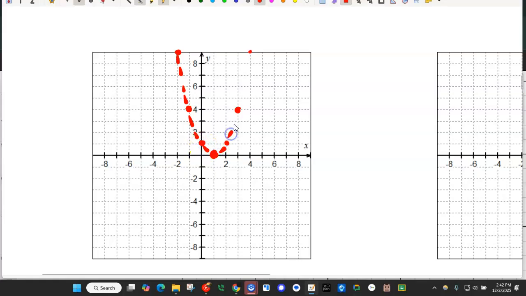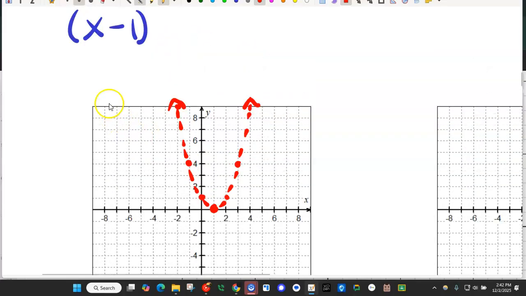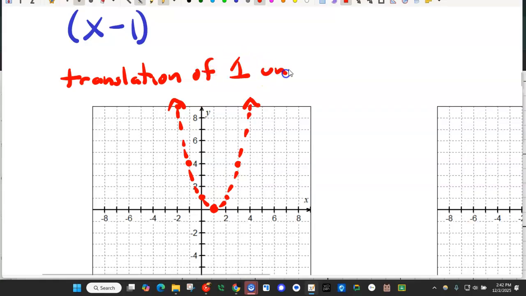And if I'm just sliding over or translating over left or right or up and down, it should be very accurate. Okay. And then it does say, describe in words what happened. You could say it's a translation of 1 unit right, or something of that nature.